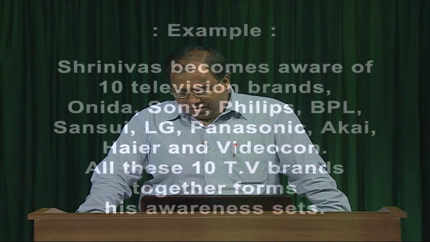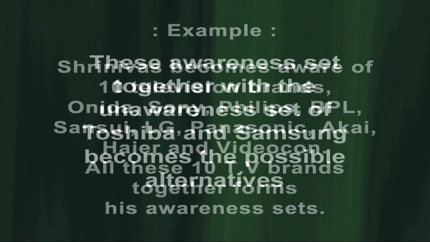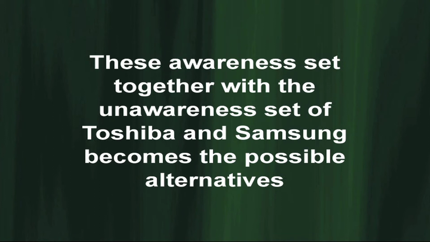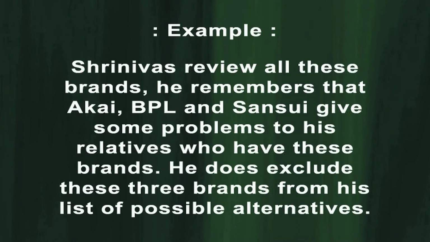In the process, Srinivas becomes aware of 10 television brands: Onida, Sony, Philips, BPL, Sansui, LG, Panasonic, Akai, Haier and Videocon. All these 10 TV brands together form his awareness set. This awareness set, together with the unawareness set of Toshiba and Samsung, becomes the possible alternatives. After setting certain evaluation criteria, say quality and performance, Srinivas reviews all these brands. He remembers that Akai, BPL and Sansui gave some problems to his relatives who have these brands. He thus excludes these 3 brands from his list of possible alternatives.